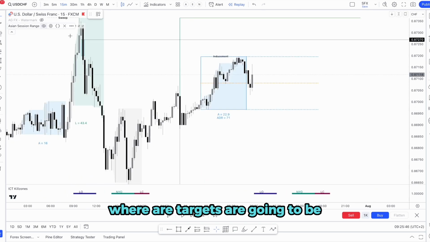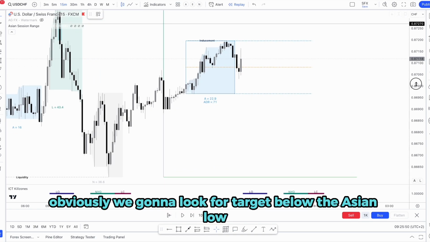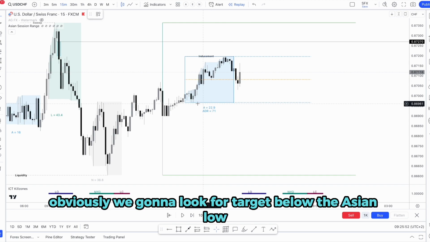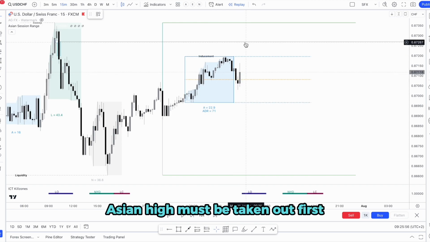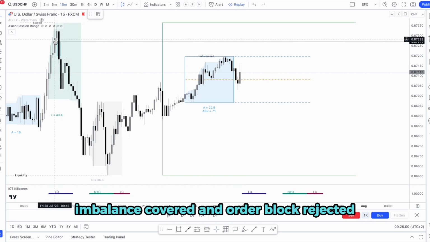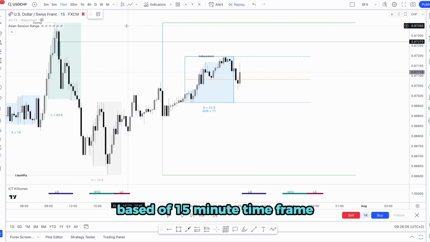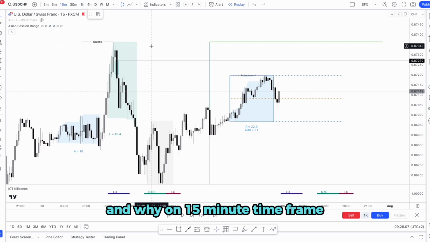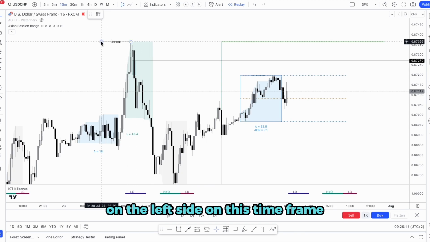Now, where our targets are going to be. The first thing, obviously, we're going to look for target below the Asian low, because we are anticipating that Asian high must be taken out first, imbalance covered and order block rejected, and this is basically our entry based off the 15-minute time frame. And why the 15-minute time frame? Because we already have the sweep of liquidity on the left side on this time frame, so there's no need for me to go lower, right?